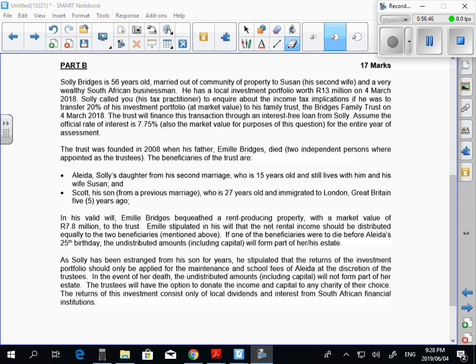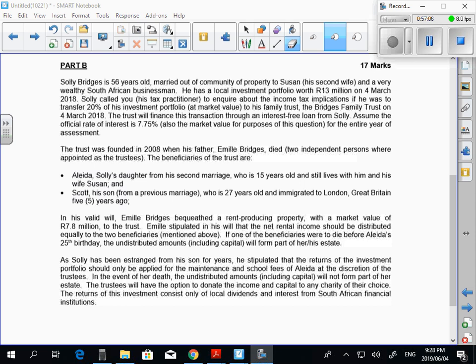Number one, you need to discuss the concept of the conduit pipe principle, that something that goes into a trust retains its identity as it flows through. Does that make sense, guys? You're going to need to explain vested rights and contingent rights in terms of section 25B.